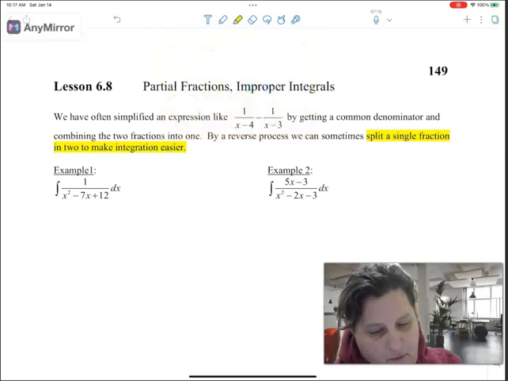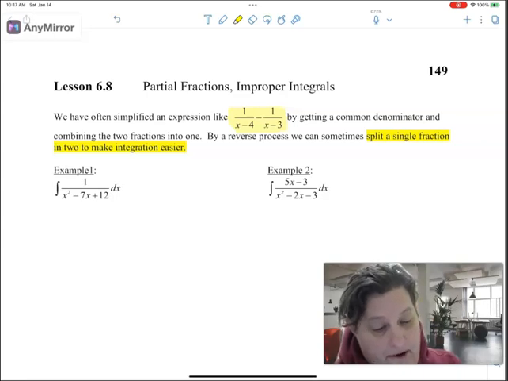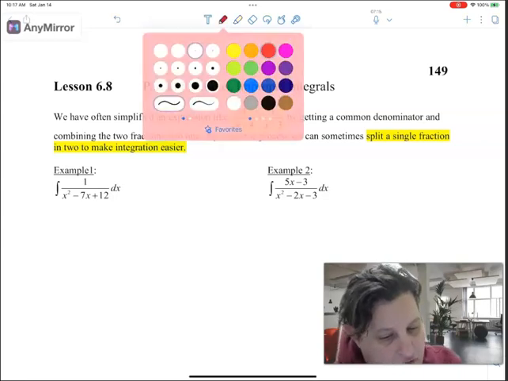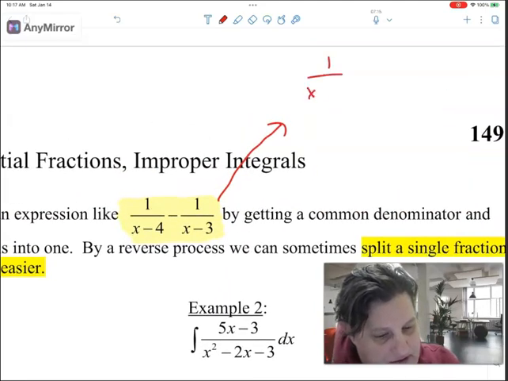It says, we've often simplified an expression like 1 over x minus 4 minus 1 over x minus 3 by getting a common denominator and combining them into 1. Okay, do not worry about writing this down. Let's just make sure that you guys remember how to do this.